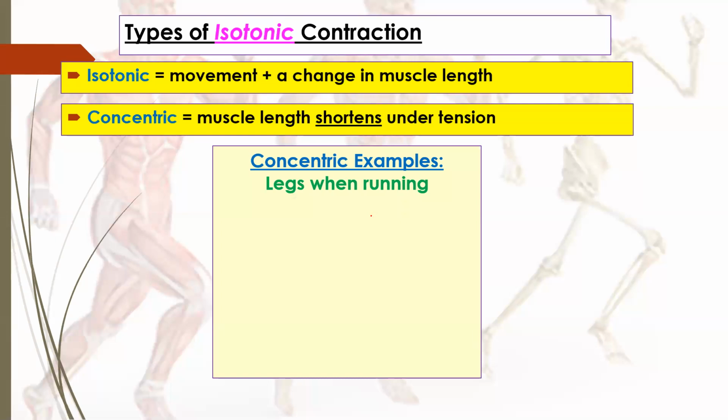What you need to do is put down a list of concentric sporting examples. I've put one down in there, so the legs when running. Now you can use some of the same examples that you've had before. Which ones of those examples do you think are concentric? Okay, where the muscle length shortens. Pause the video here, have a go at putting a list together, and we will confirm your answers in a minute.